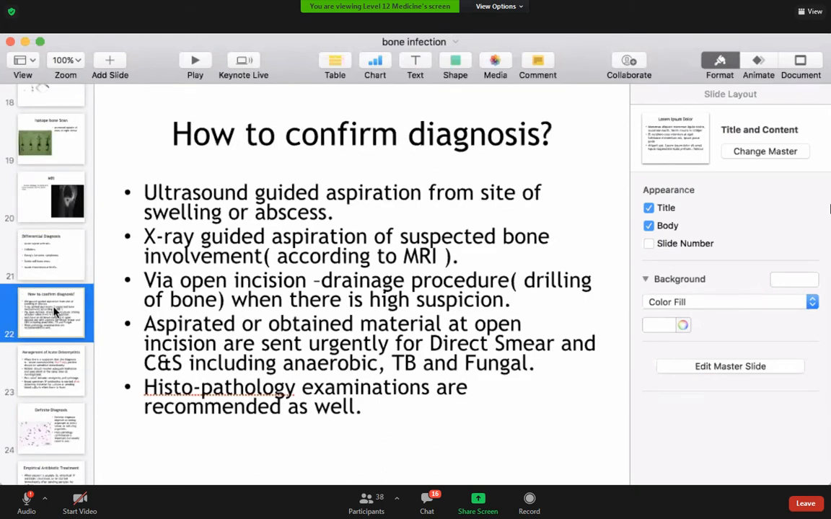So how to confirm the diagnosis? You need to take a sample before you start antibiotics, and then analyze it, send it for culture and sensitivity, aerobic, anaerobic, TB, fungal testing, and also histopathology examination.